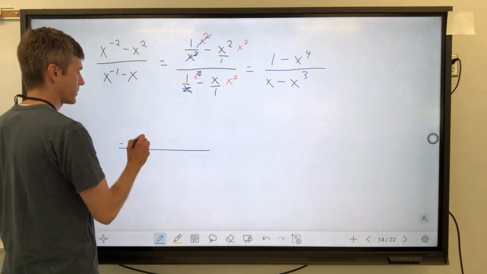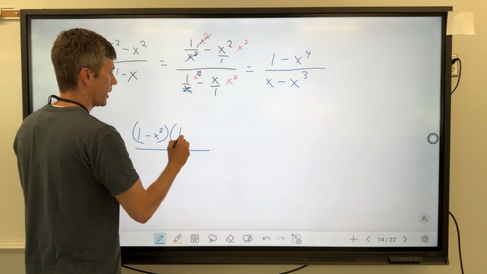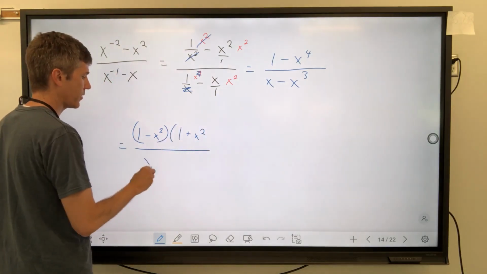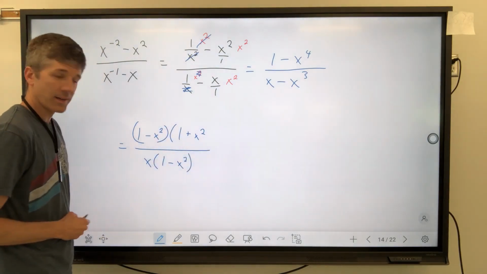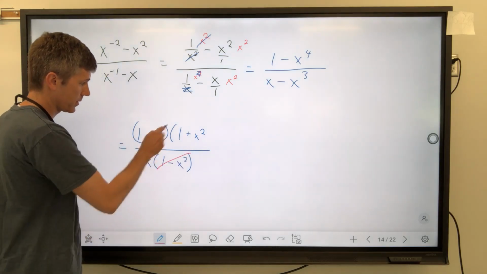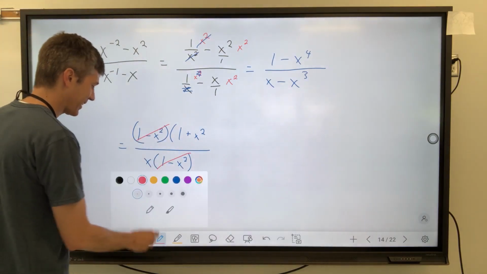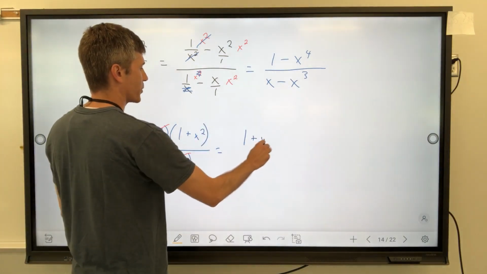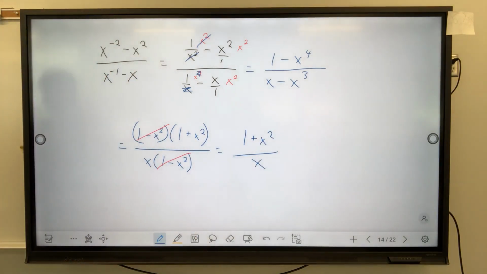Numerator. Difference of squares. 1 minus x squared and 1 plus x squared. Huh? All right. Denominator. Factor out an x, it gives you 1 minus x squared. Now, we could factor this some more, or we could just go ahead and save ourselves the trouble and cancel it out right now. You're welcome. That's going to leave us with the final answer of, oh, parentheses, there we go. 1 plus x squared over x. All right, that takes care of this one.